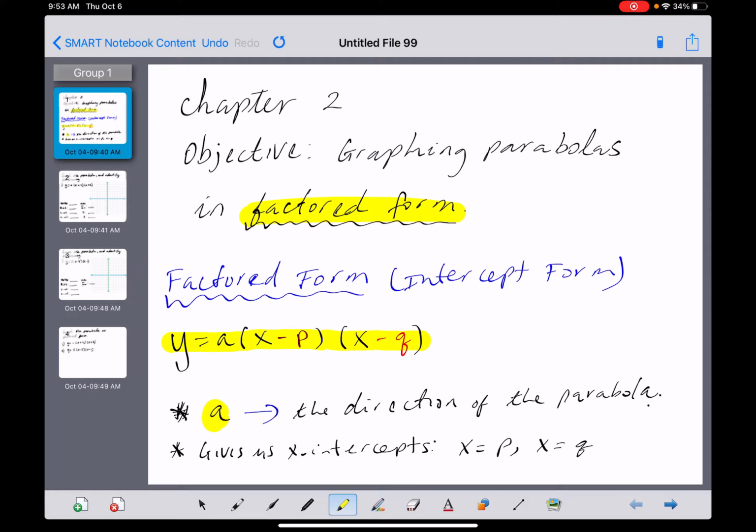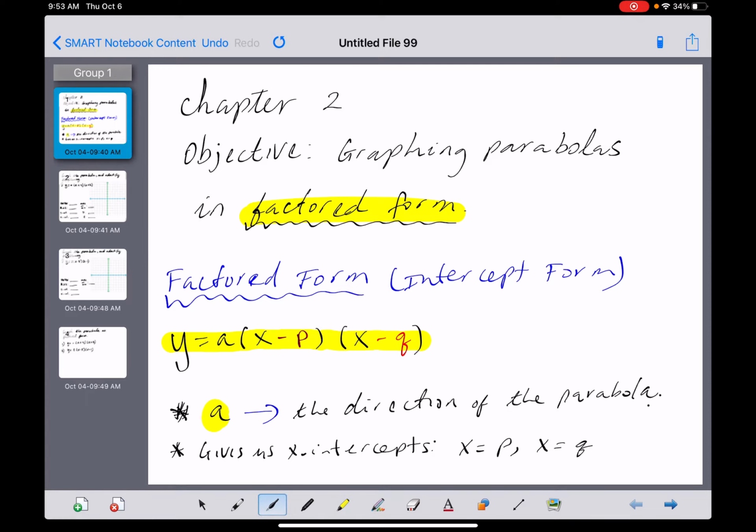And what this equation usually gives us is the x-intercepts. We can find the x-intercepts without showing any work. Like vertex form, we find the vertex without showing any work, and standard form gives us the y-intercept without showing any work. So the advantage here is getting the x-intercepts without showing any work. Go ahead and copy down the slide.